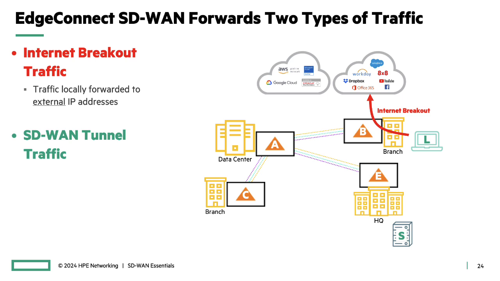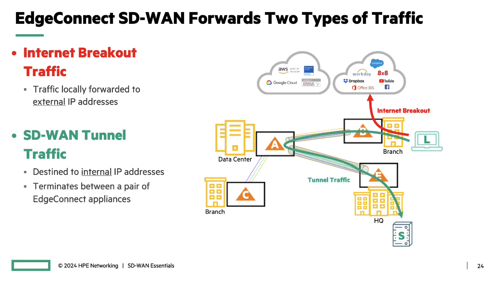The other type of traffic that needs to be managed is internal traffic. Think of this traffic as anything you might traditionally have your laptop client access using a VPN, for example. We know this is internal traffic because it is destined for some private IP address. Server S at headquarters is on our internal company network.